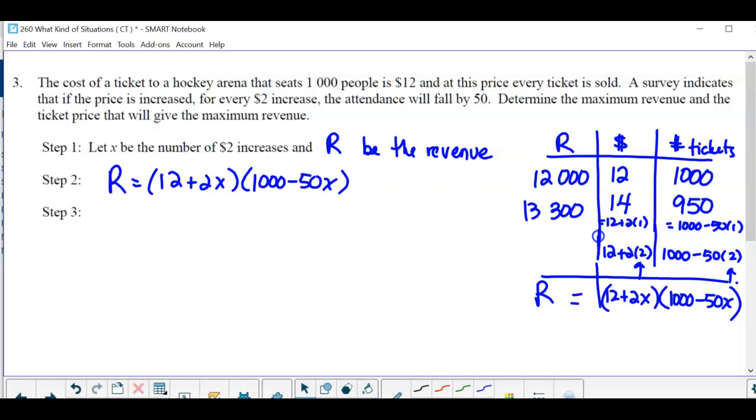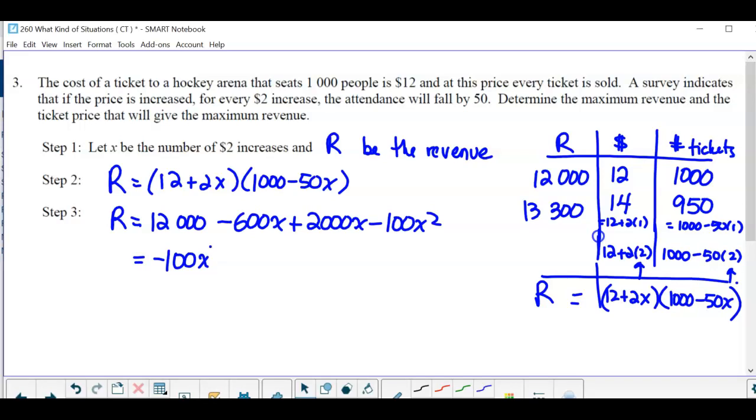Okay, and so next is to put it into vertex form. So first of all, expand it out. So that's going to be 12,000 minus 600x plus 2,000x minus 100x squared. I'm going to put it in descending order of degree and add like terms.